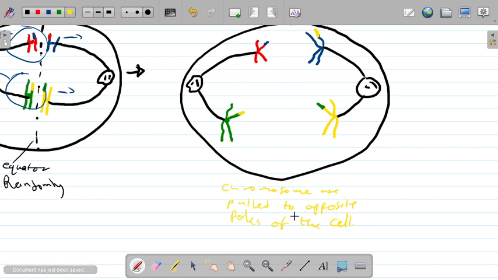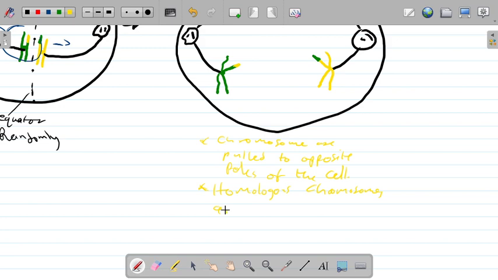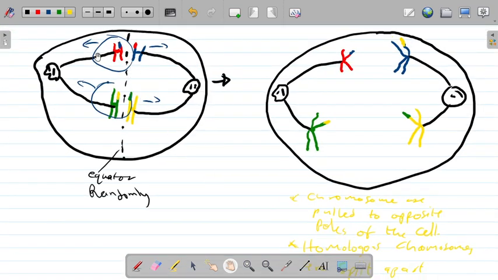Now, what is happening here? Homologous chromosomes are split. Chromosomes are split apart. Remember, they were homologous chromosomes. Now they are being split apart to different poles of the cell.